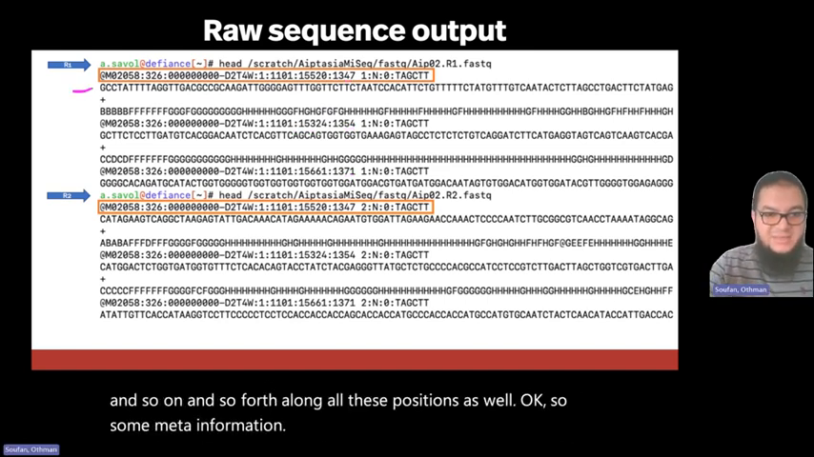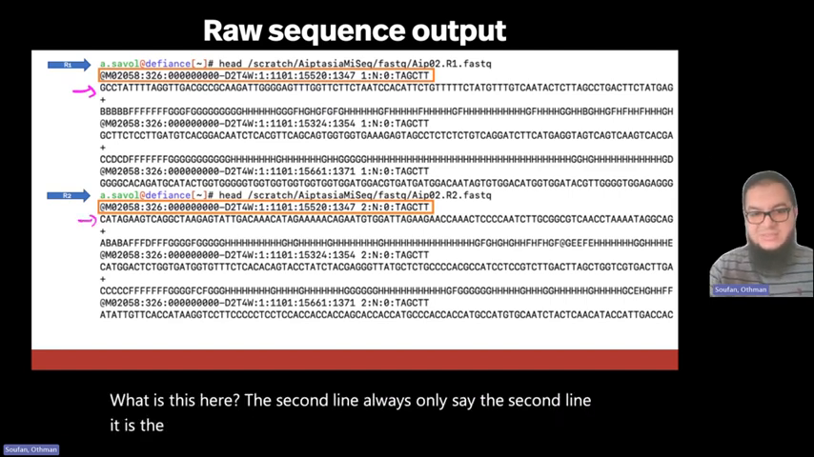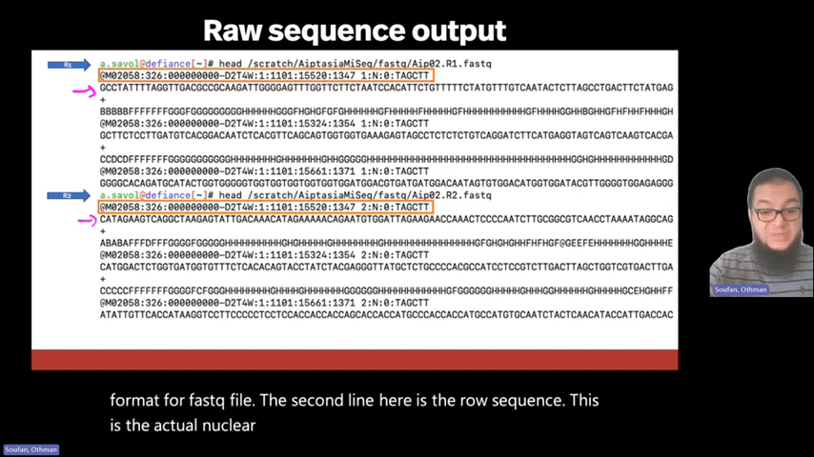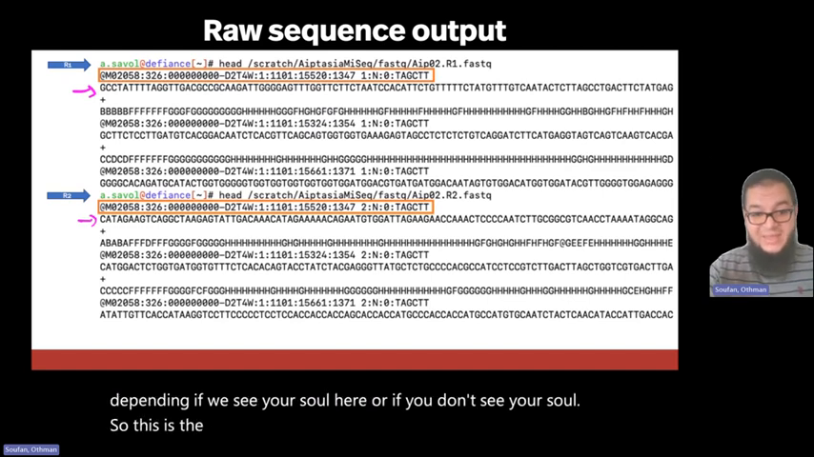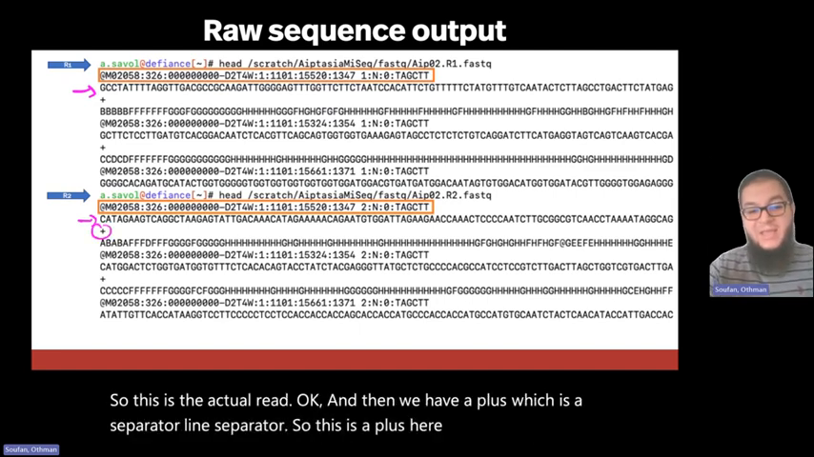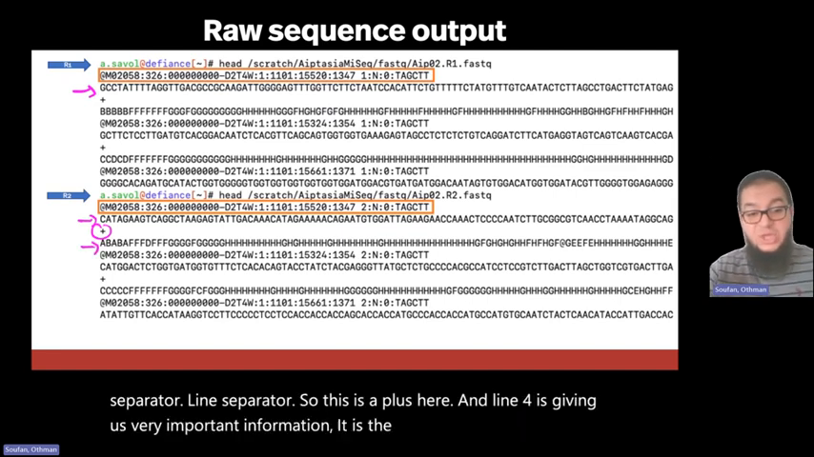What is the second line? When I say the second line, it is the second line. It's not random order; this is the specific format for a FASTQ file. The second line is the raw sequence, the actual nucleotide sequence. It could be DNA or RNA, depending on whether we see uracil. So this is the actual read. Then we have a plus, which is a line separator. And line 4 is giving us very important information: the quality score.